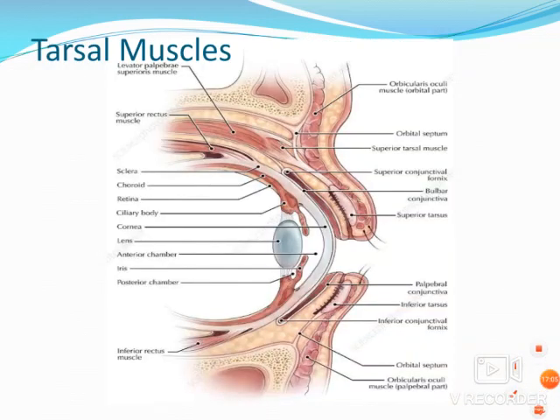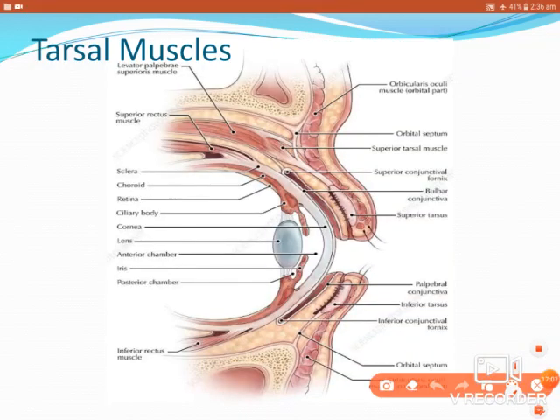Then here the involuntary muscles. So the involuntary muscles include the superior tarsal muscle, inferior tarsal muscle and orbitalis.